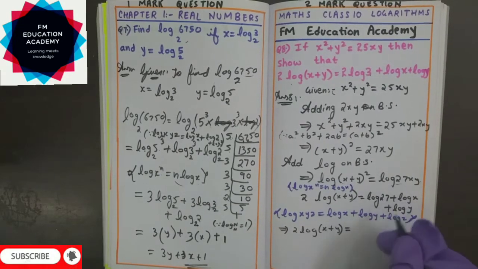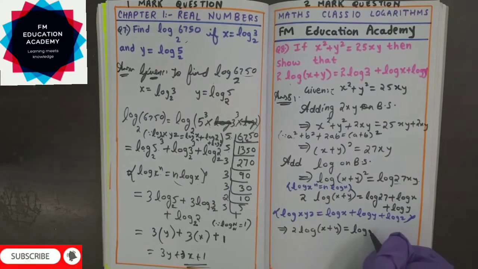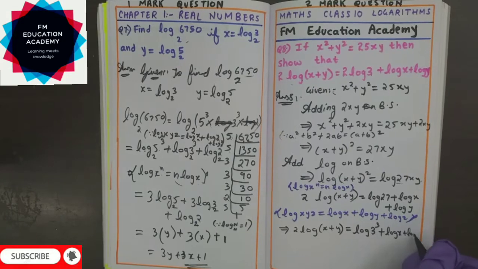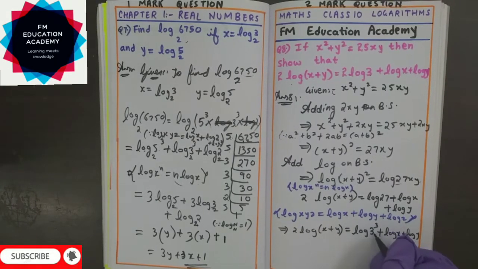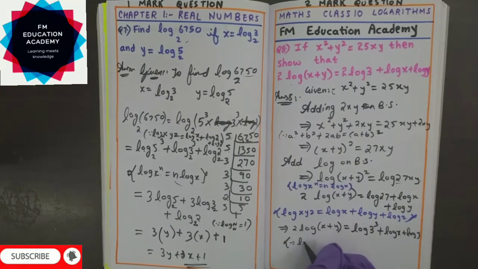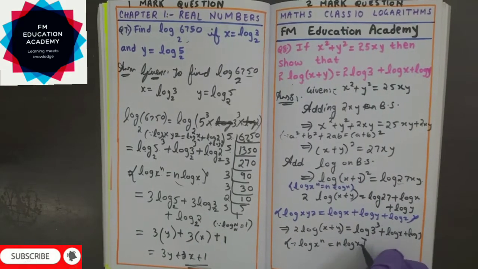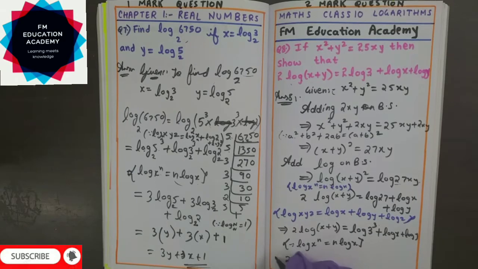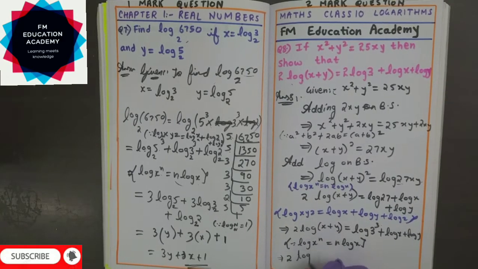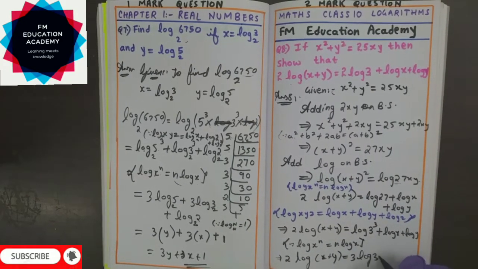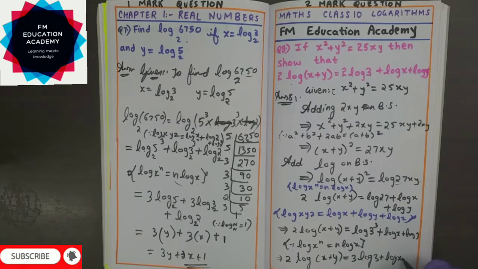Now log 27. How can you write 27? We know 27 is a perfect cube. That is 3 cube is 27. So instead of 27, I'll write 3 cube plus log x plus log y. Now observe this. This is in the form of log x power n. So log x power n is n log x. Right? So 2 into log x plus y is equals to 3 log 3 plus log x plus log y.